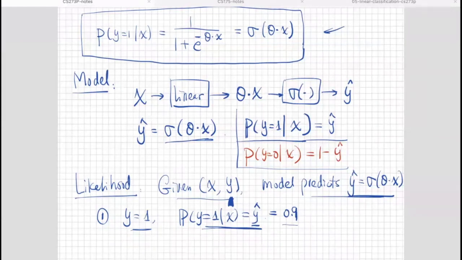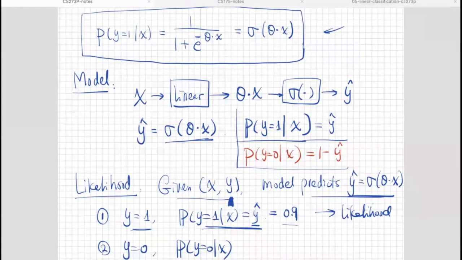And this is something called likelihood. What's the likelihood of assigning my data to exactly this observation? That's called likelihood. And the higher the likelihood, the better the model. So similarly, in the other case, if your actual observation is 0, what is the likelihood of seeing label 0? Well, for that purpose, I need to calculate the probability of y equal to 0 given x here. And that is 1 minus y hat. And that's your likelihood.